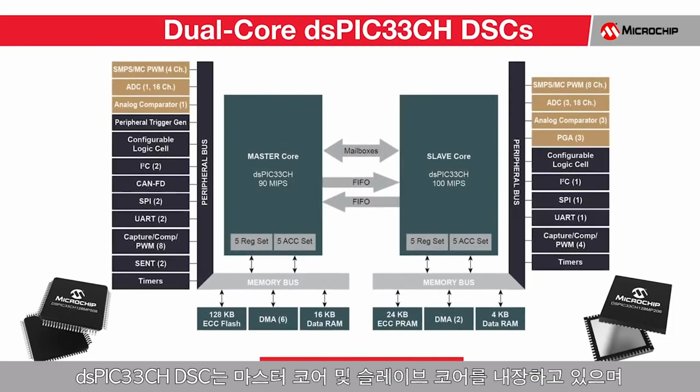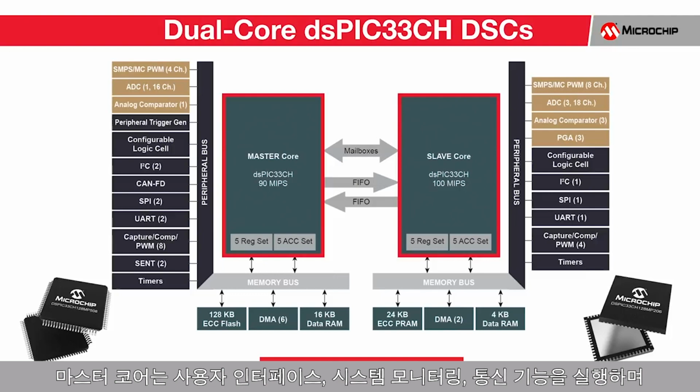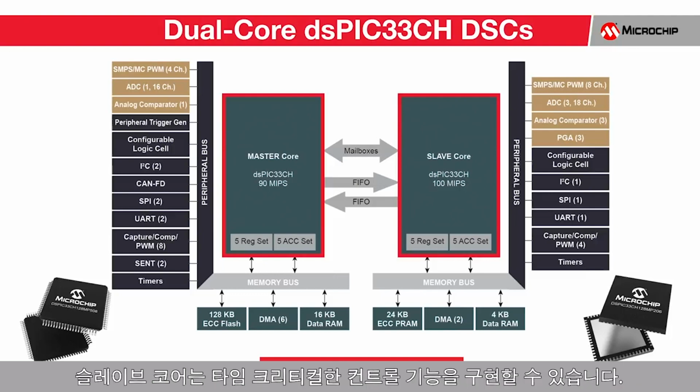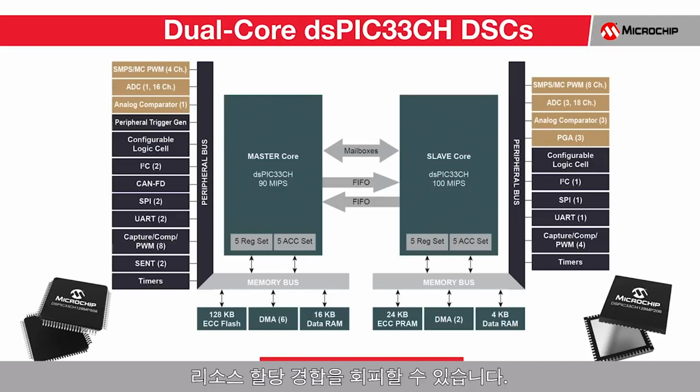The dsPIC33CH DSCs feature a master core and a slave core, each with their own dedicated memory and peripherals. Using the slave core, you can implement time-critical control functions while the master core is busy running the user interface, system monitoring, and communication functions. MCC reduces the time required to configure the two independent cores and helps avoid any resource allocation conflicts with ease.